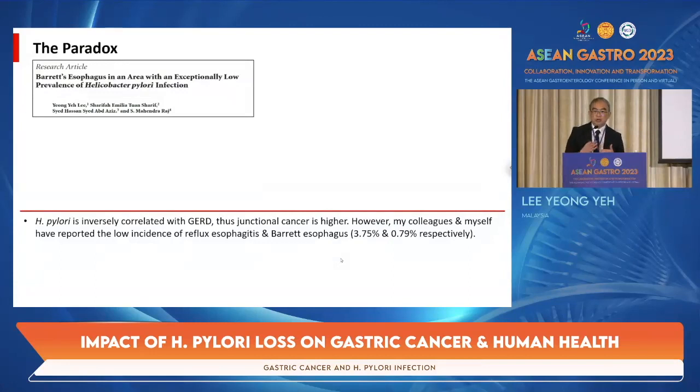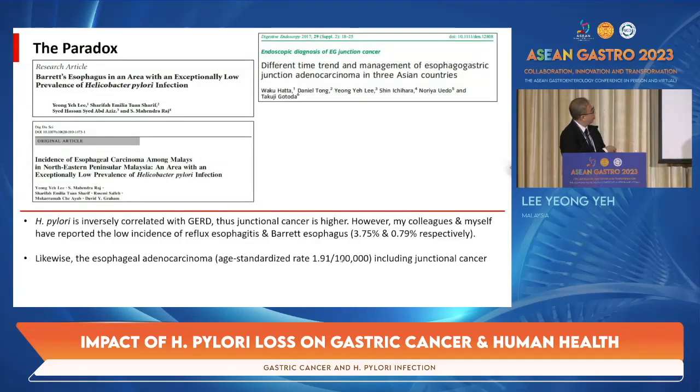Therefore, we tried to look for other paradoxes that are different and really not consistent with what we would have expected for someone with a low Helicobacter pylori infection. We also reported that Helicobacter pylori is inversely correlated with gastroesophageal reflux disease. Now, if you have an inverse relationship, you will probably expect that junctional cancer is higher in this population. But my colleagues and myself, we have reported a lower incidence of reflux esophagitis and even Barrett, only 3.75% of esophagitis and 0.8% of Barrett esophagus, again, very low prevalence. Likewise, when we look at esophageal adenocarcinoma, we only reported an age standardized rate of 1.9 in 100,000 population, including junctional cancers.